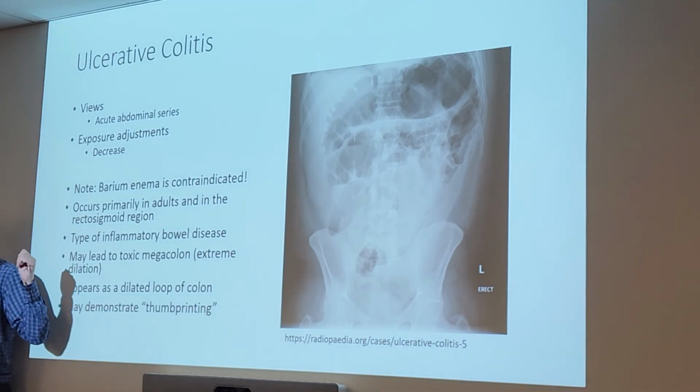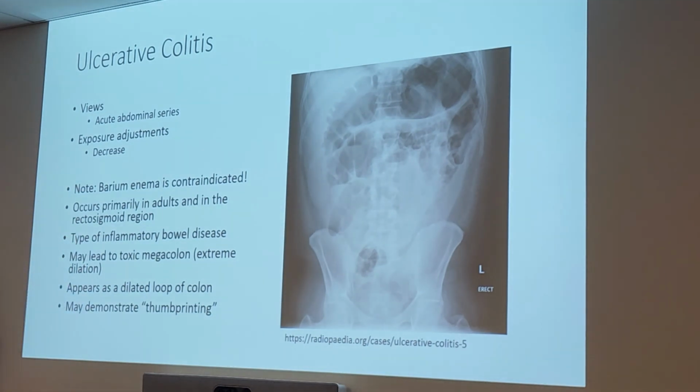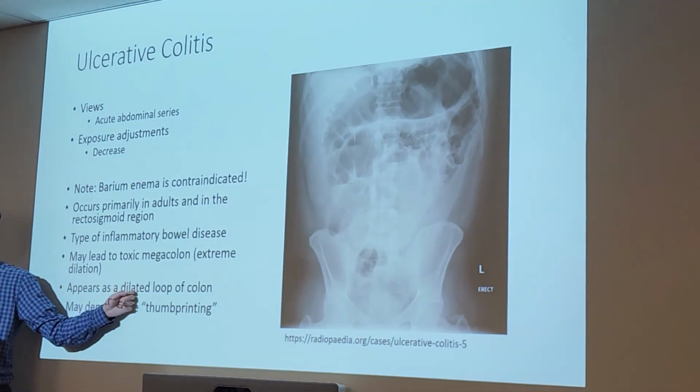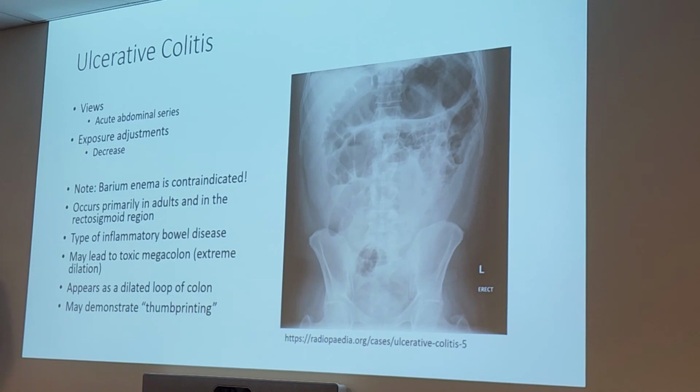So, ulcerative colitis occurs primarily in adults, usually in the rectosigmoid region. Okay, so somewhere down here. This is a type of inflammatory bowel disease, which is why it has the itis, or inflammation. And this could lead to toxic megacolon, which is the extreme dilation, extreme growth in size, or the stretching of that colon. So first of all, this does tell you that our colon is going to be dilated. It's going to stretch out.